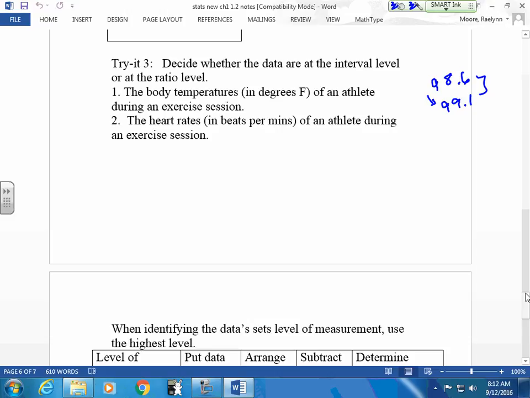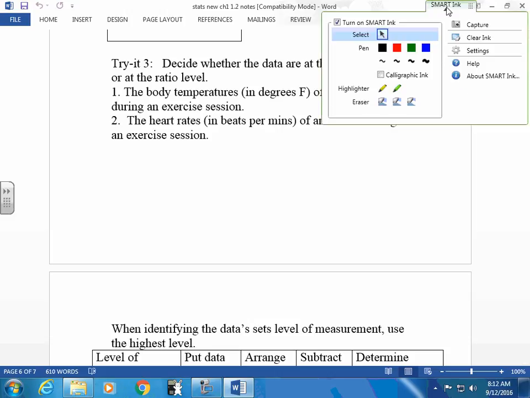Okay? So beats per minute, his heartbeat is going to go up or down when he exercises. So I could say increase by a certain percentage, that makes me a ratio. So this is your ratio data, this is your interval data. Okay. A little tricky when you get here.